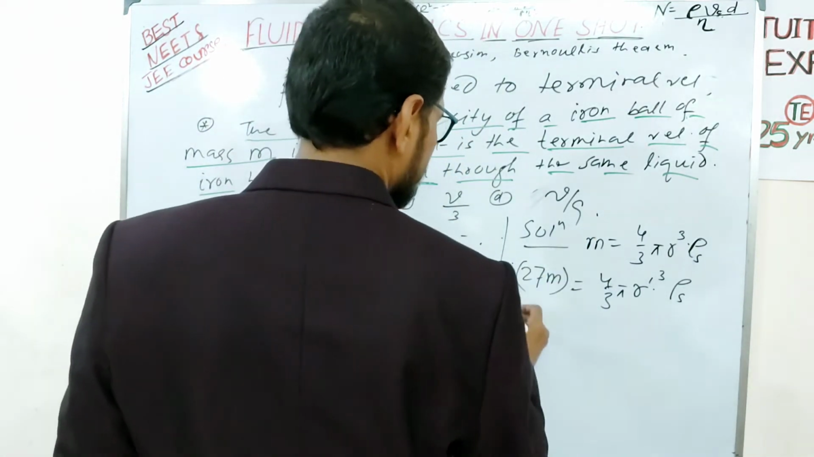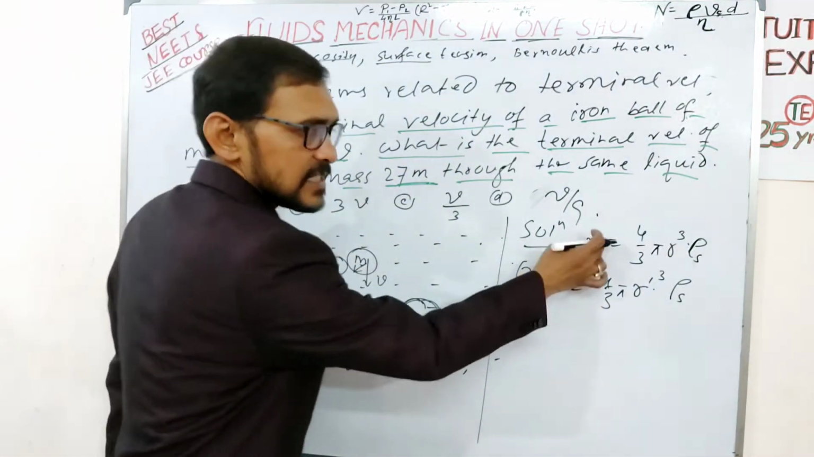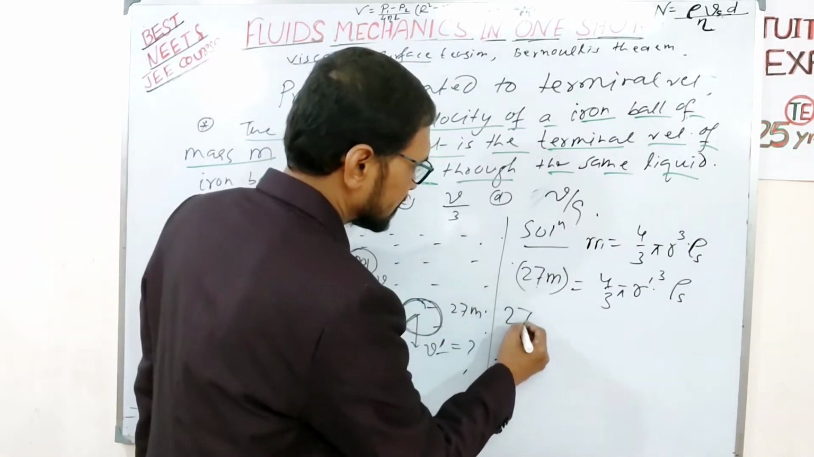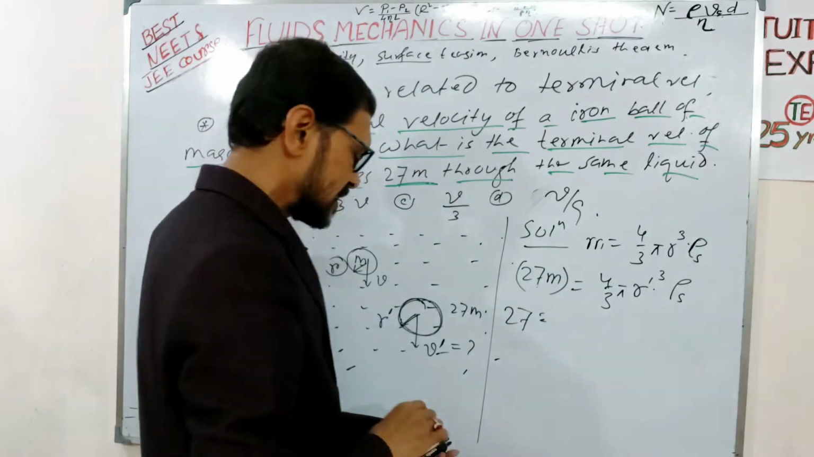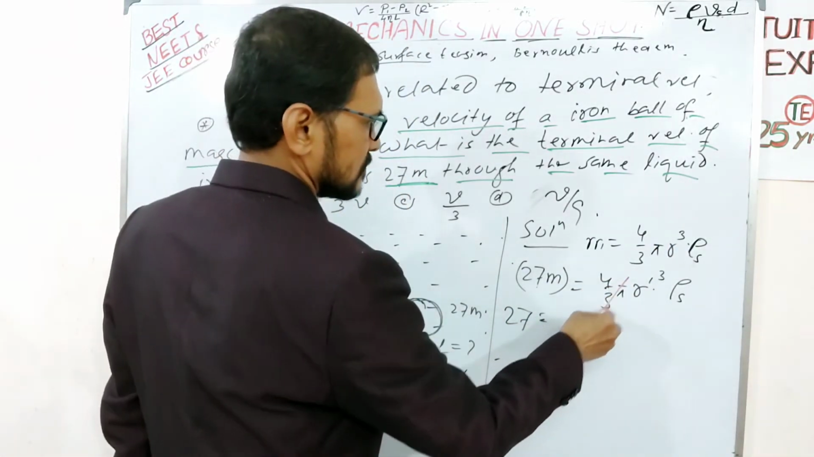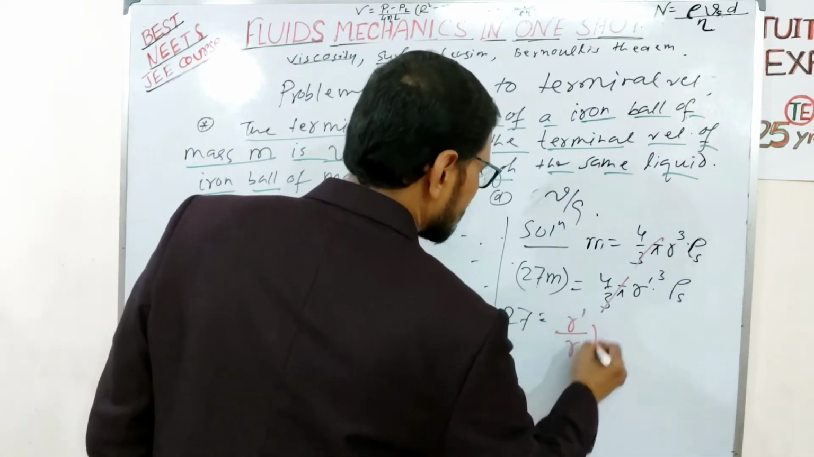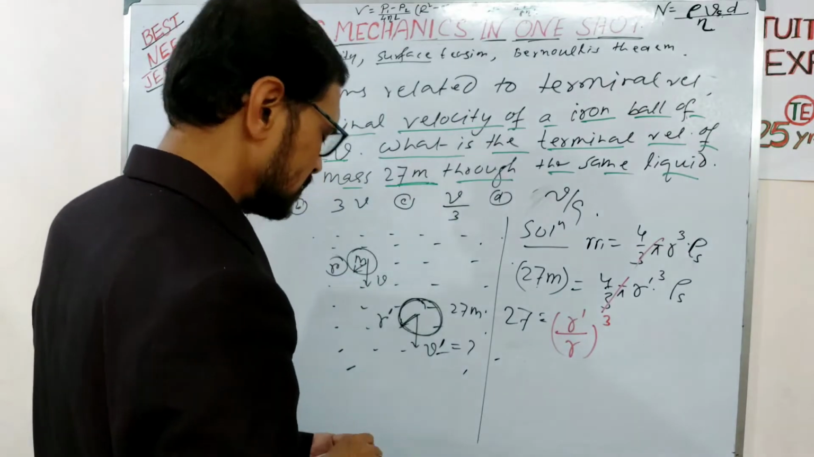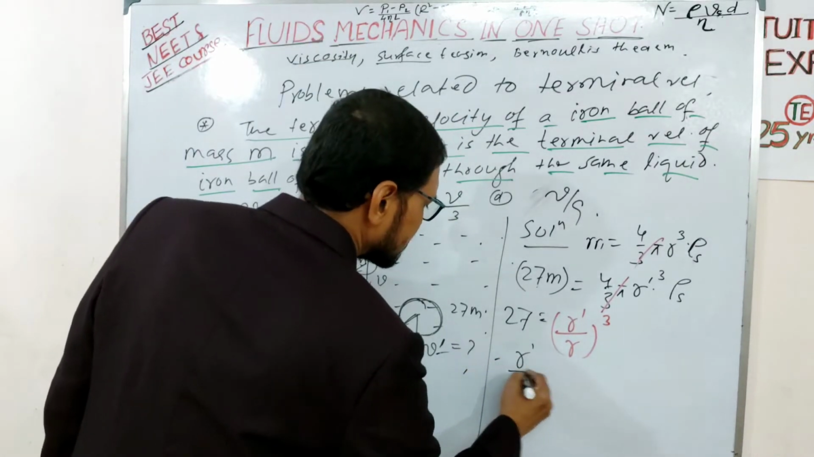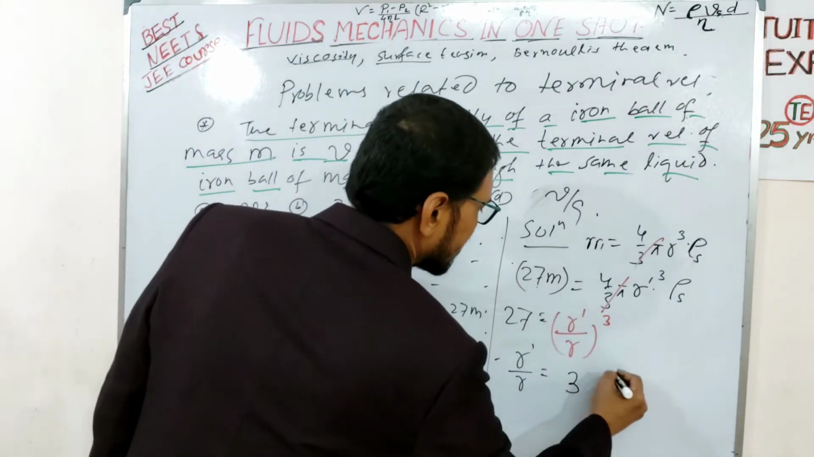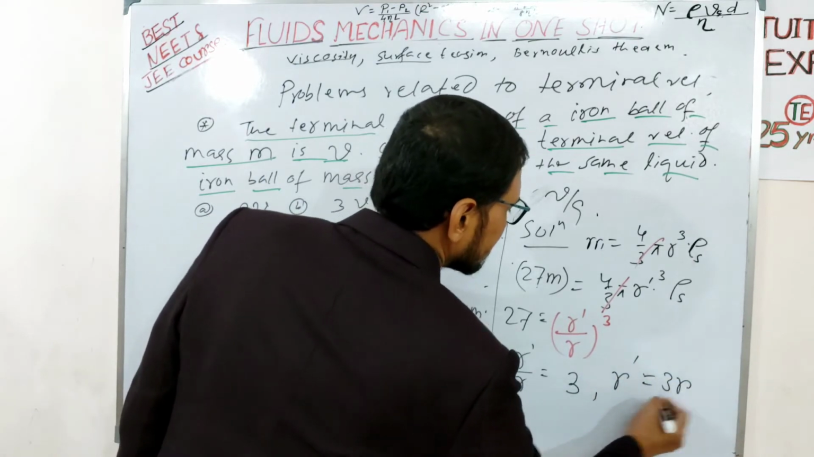Now divide this by this. 27 equal to, if we cancel this and divide, that is (r dash by r) whole cube. Now r dash by r equal to 3, so r dash equal to 3r. We get this.